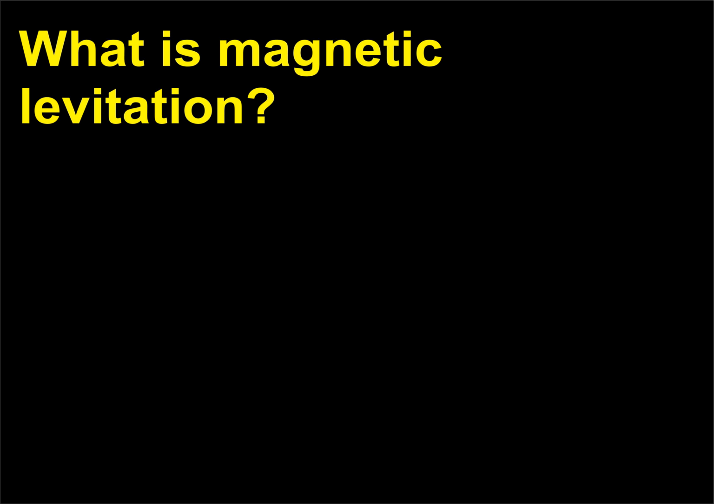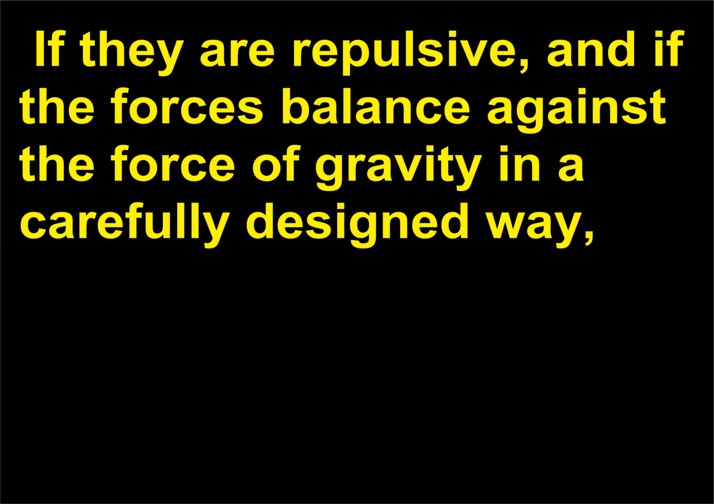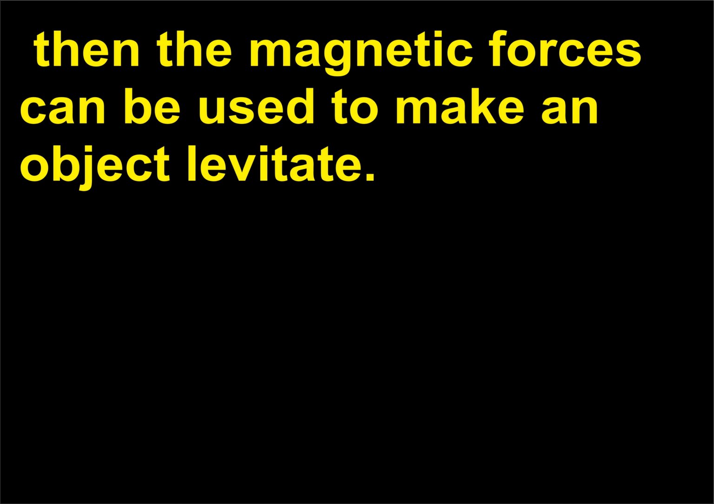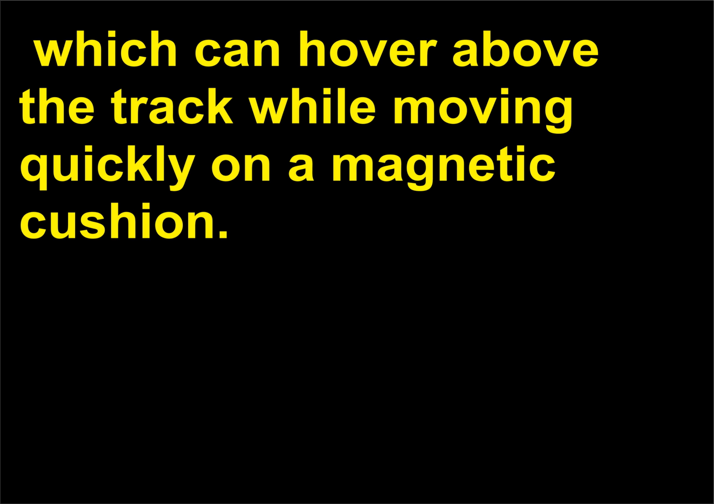What is magnetic levitation? Magnets apply forces on one another, and these forces can be either attractive or repulsive. If they are repulsive, and if the forces balance against the force of gravity in a carefully designed way, then the magnetic forces can be used to make an object levitate. This is put to practical use in high-speed trains, which can hover above the track while moving quickly on a magnetic cushion.